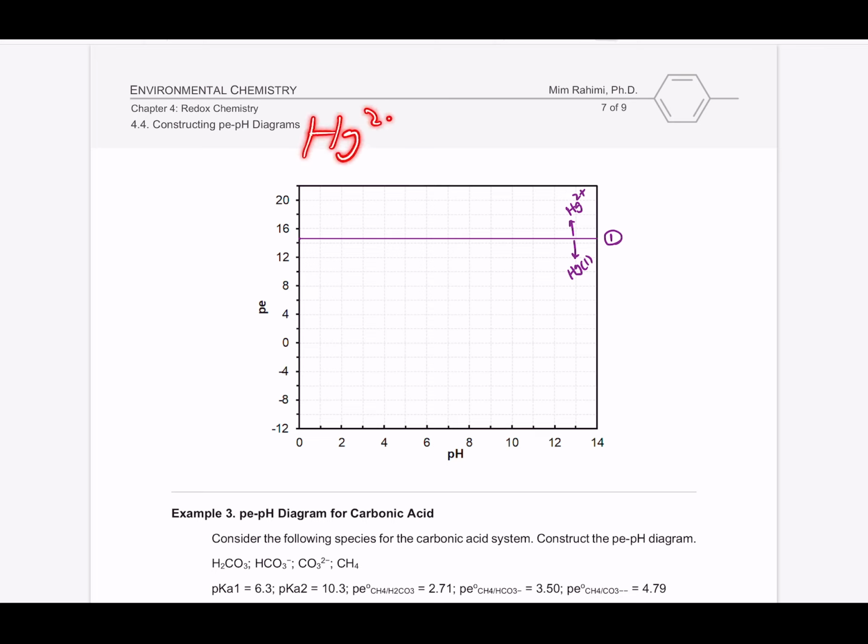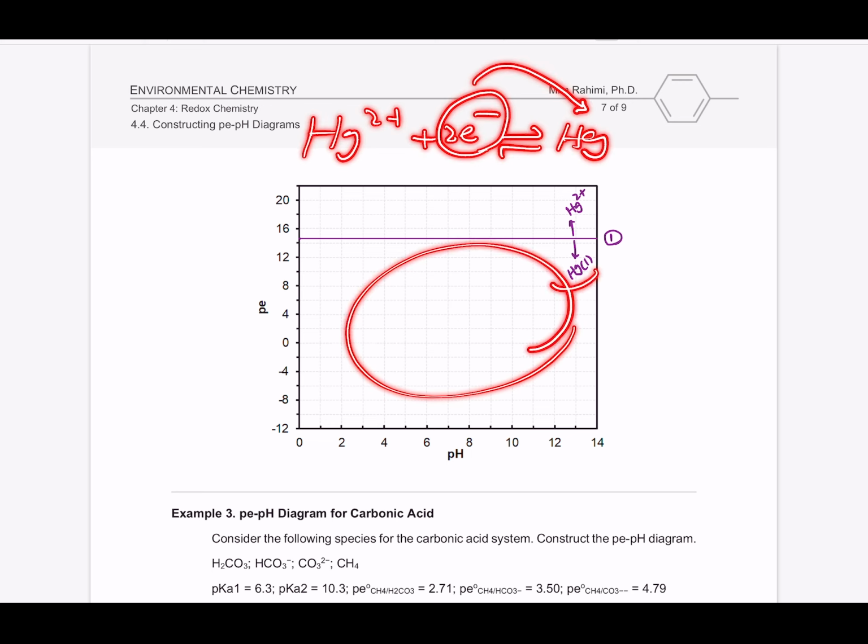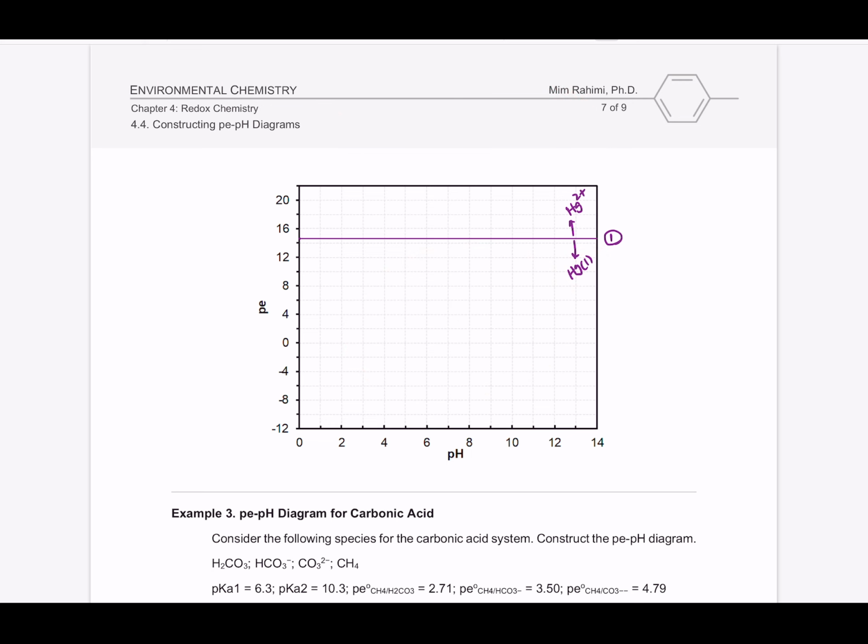Because eventually we have Hg2+ plus 2 electrons to form Hg. So more of the electron, more of Hg. This might be a little bit confusing: this is pe, so the lower the value, the higher the absolute E value. So that first line is dividing the whole region into two parts: the Hg2+ dominant part and the Hg liquid dominant part.